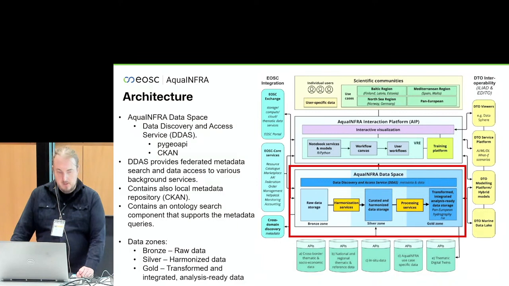And we have defined 3 different data zones that the data can be refined to. So in the bronze zone, we are providing the data in a raw format. In the silver zone, it is harmonized data. And in the gold zone, we are providing transformed and integrated and analysis-ready data.